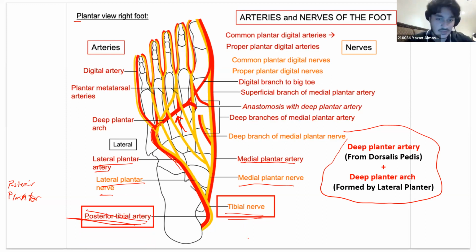Why is this important to understand? This is important because let's say, for example, you got a question. Someone, wallah, was walking and by mistake he stumped on a pin or a nail. And they're going to ask you, for example, which artery is supplying the plantar side of the foot?